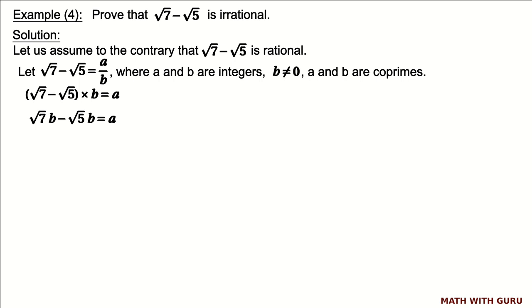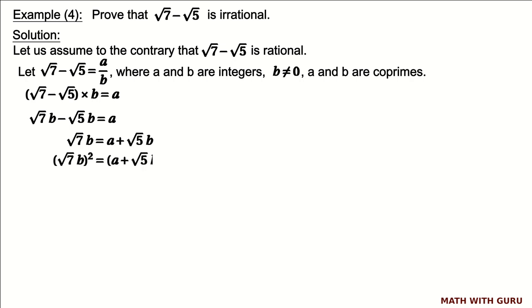Now, you can bring either of the terms on the left hand side to the right hand side. It is convenient to bring minus root 5b to the right hand side, because if you bring root 7b to the right hand side, then root 5b has negative sign, and to get rid of that sign, we need to multiply the entire equation by minus 1. To avoid that, let us bring minus root 5b to the right hand side.